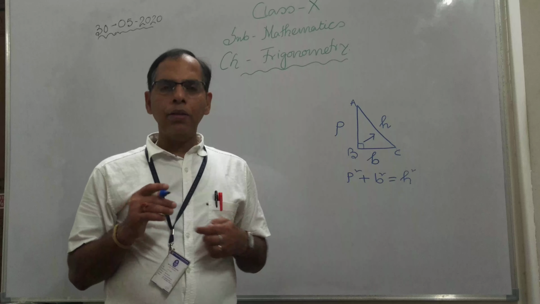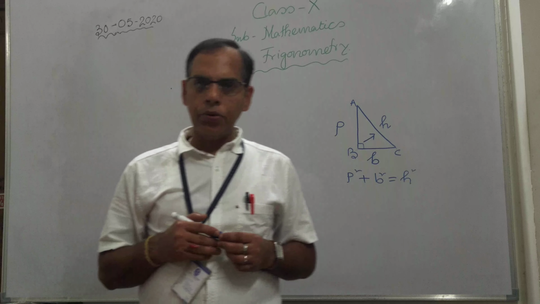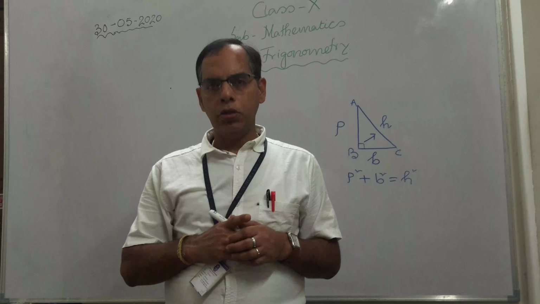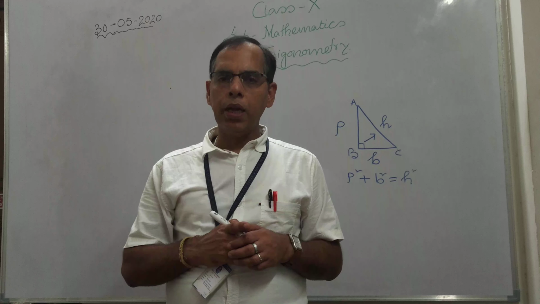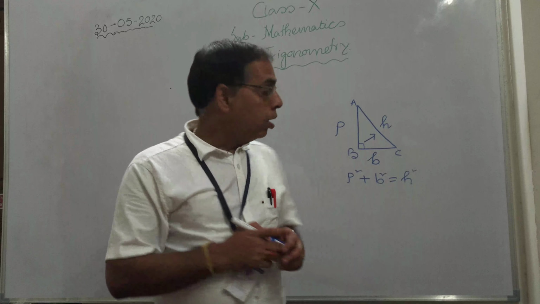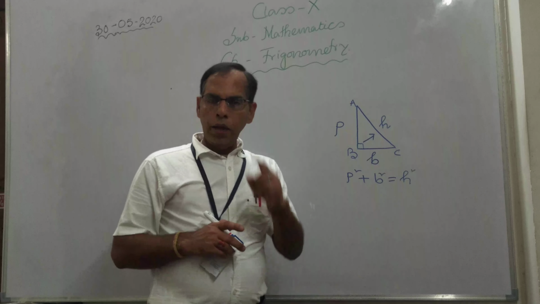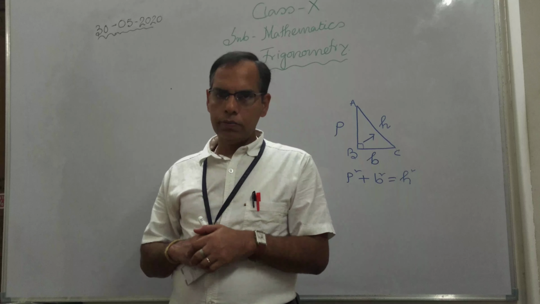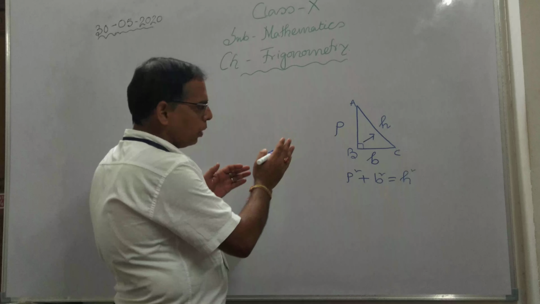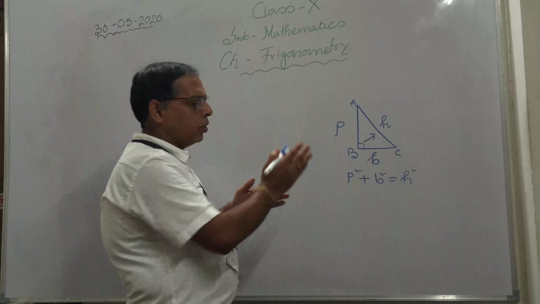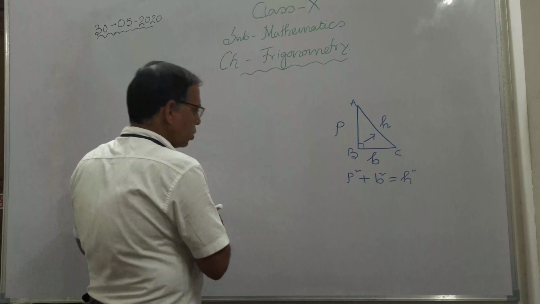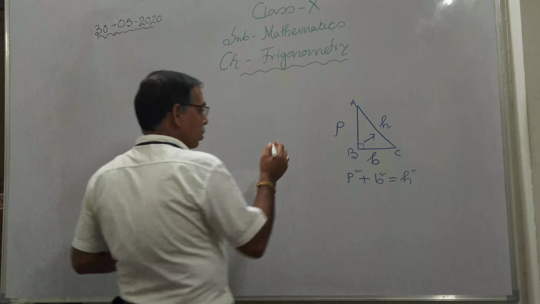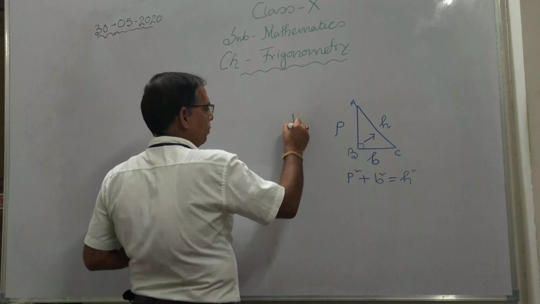And what is another interesting factor for right angle triangle? That P and B can be interchanged. How? This is right angle. And in a right angle triangle, that is fixed, and right angle is fixed. So if I rotate this one in clockwise or anti-clockwise direction, then you see what will happen.